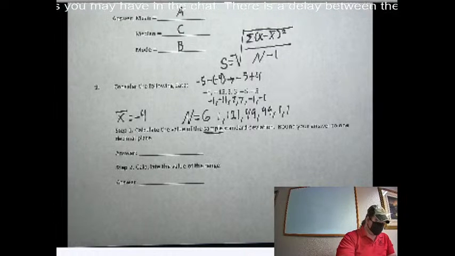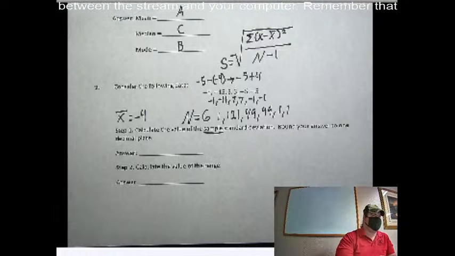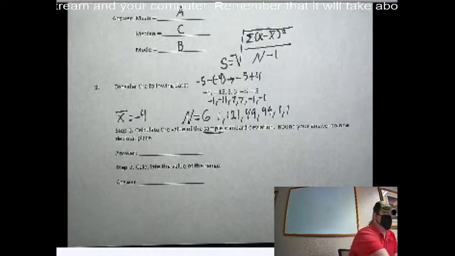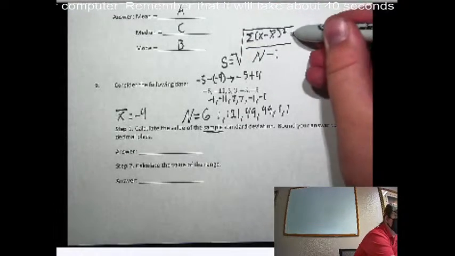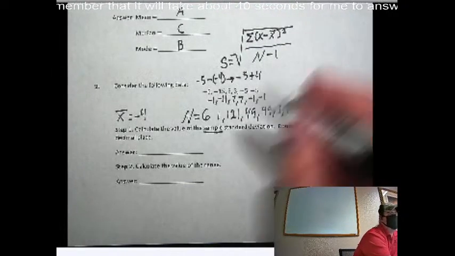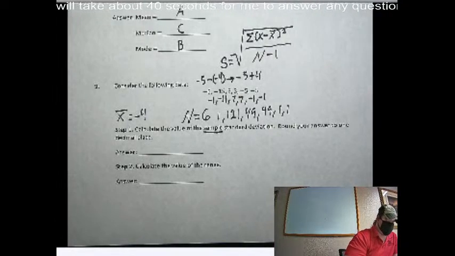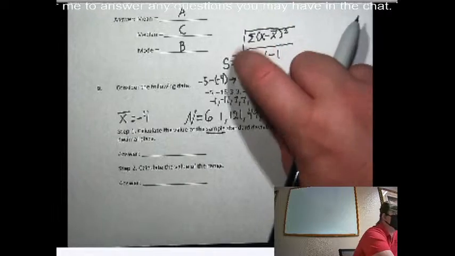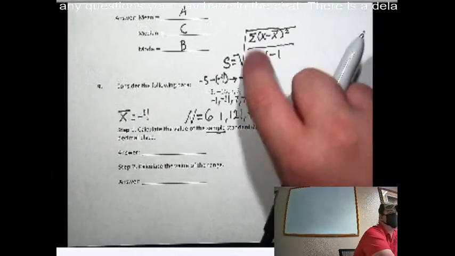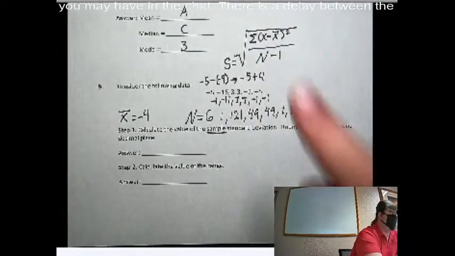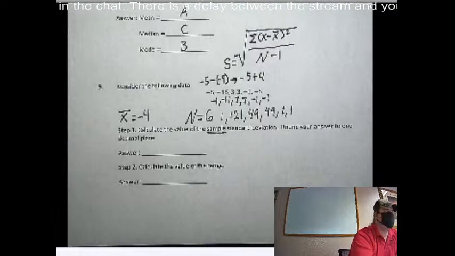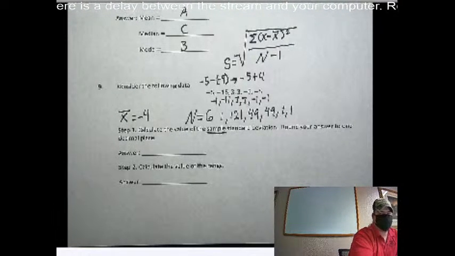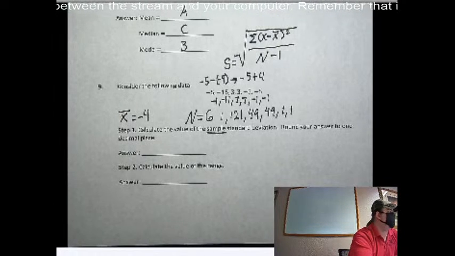So 1 plus 121 plus 49 plus 49 plus 1 plus 1 is 222. So the top part is 222, and we need to divide that by n minus 1, so divide by 5. And we get 44.4. Now, we haven't taken our square root yet. We've just found the stuff inside here. What does that represent? It's not standard deviation. What is it? Anybody remember the name for it?